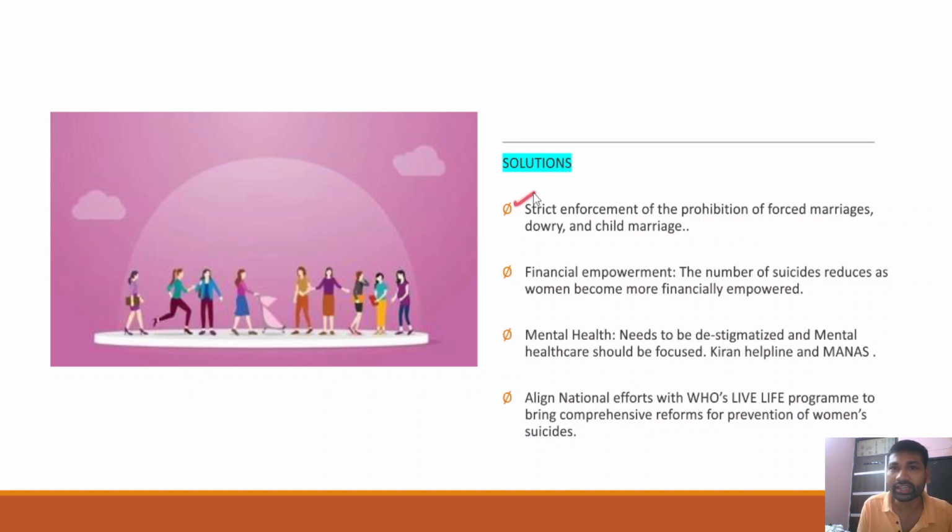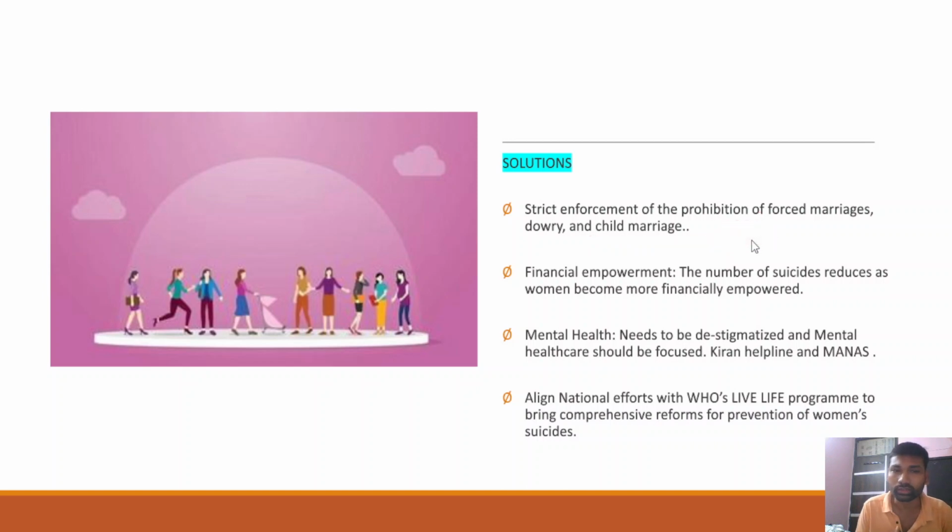The first solution is strict enforcement of the prohibition of forced marriages, dowry, and child marriages. See, in India, problems like dowry, child marriages, and forced marriages are still prevalent, even though the government has come up with several legislations to prevent these evil practices. In India, we have the Dowry Prohibition Act, 1961. Okay, 1961. We have the Dowry Prohibition Act, and even to prevent child marriage, the government brought a legislation in 2006.